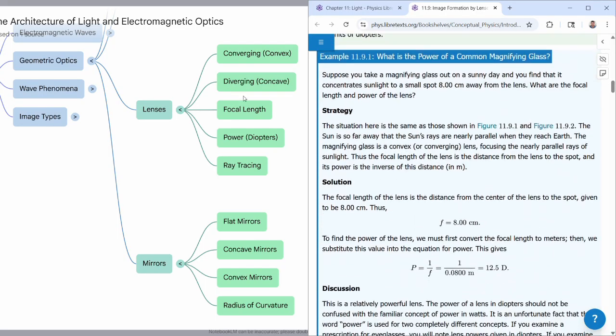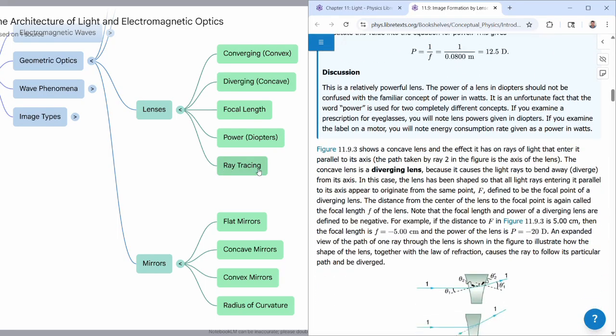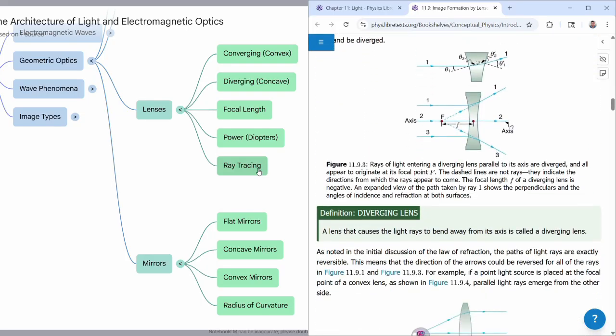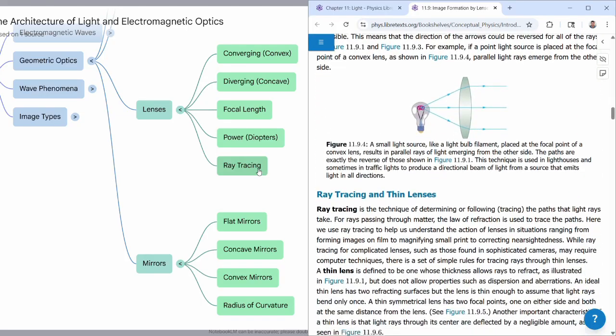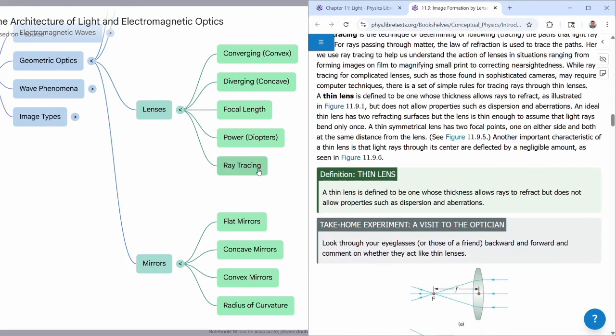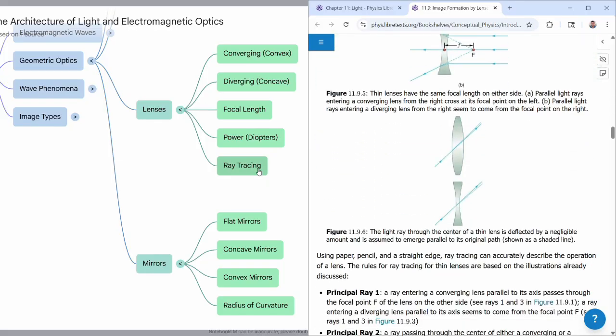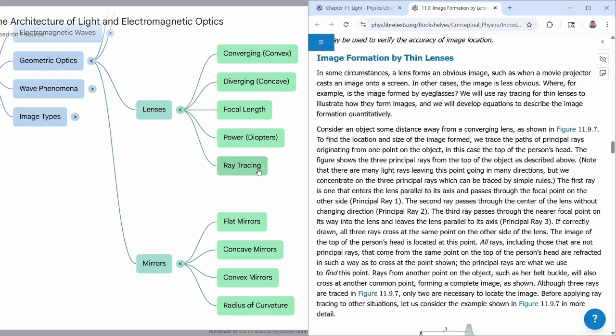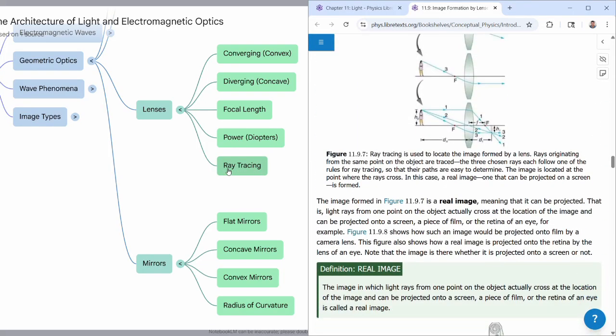And your textbook covers ray tracing. I don't think I covered that explicitly in any of the lectures. There is a lecture section using the PhET simulation to show you the rays, and that simulation also shows principal rays that you can use in ray tracing.